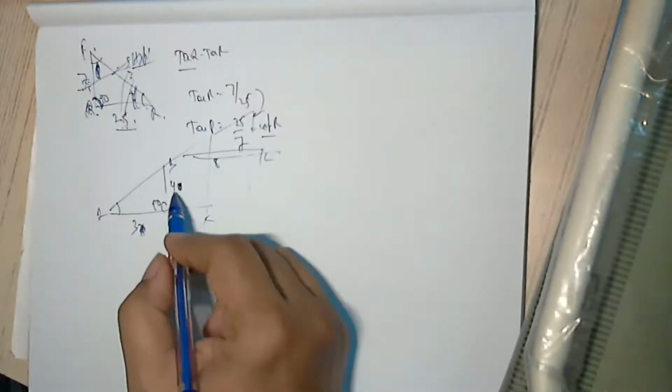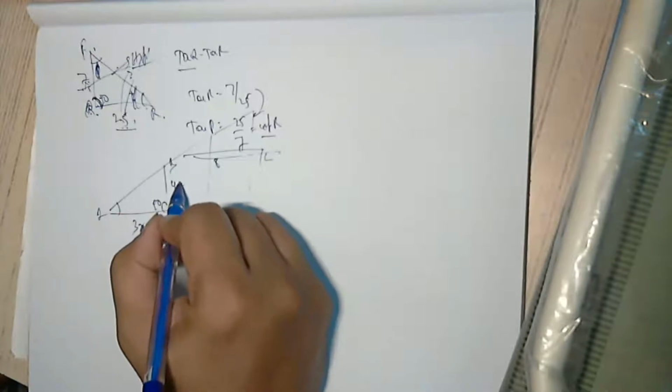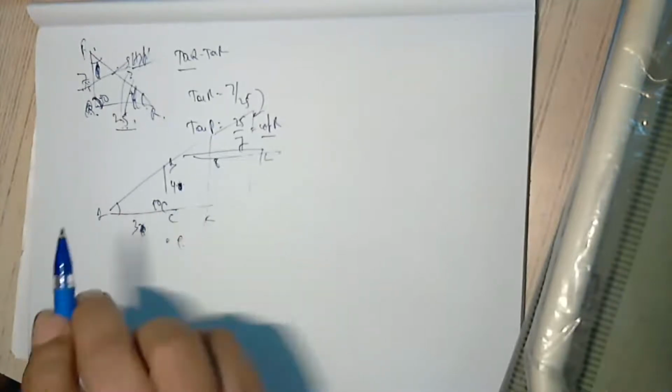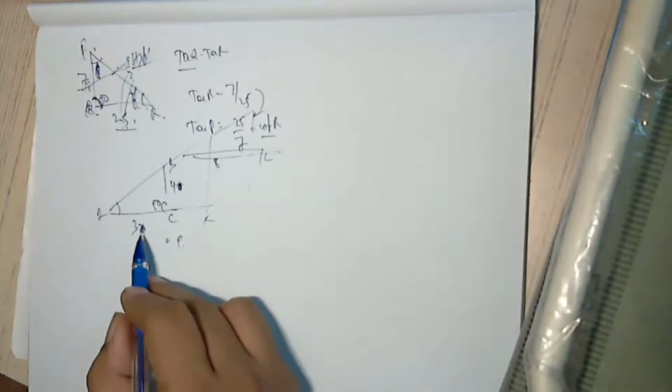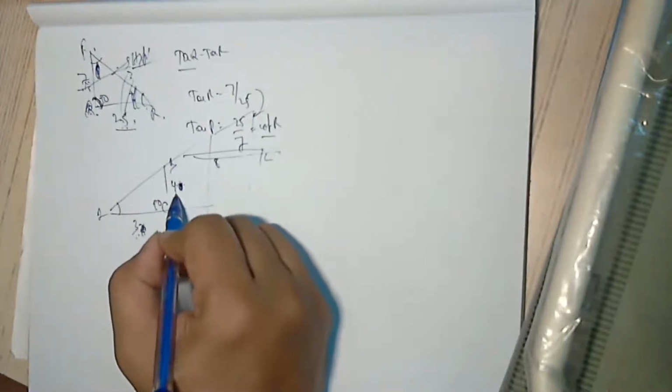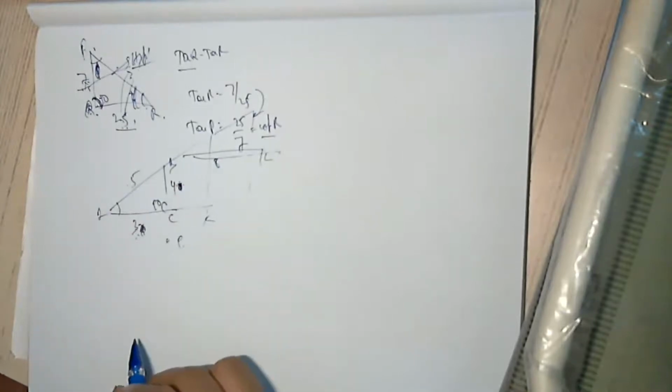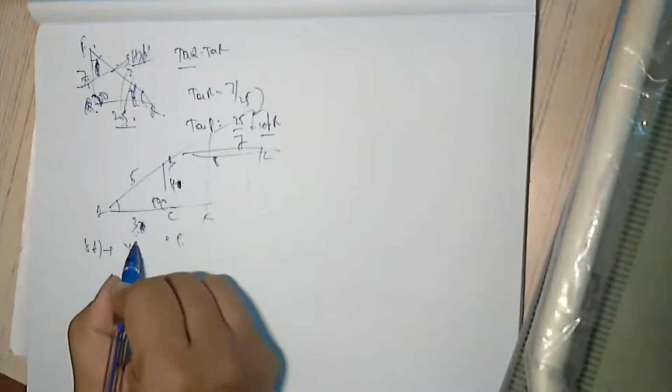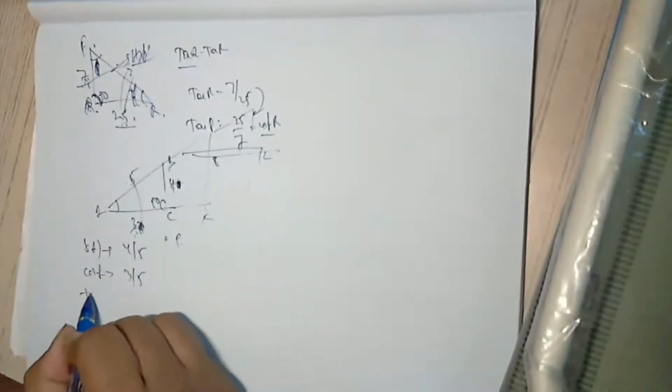For an angle, I don't require the full value. The ratio is sufficient for me to find out the angle. So 3, 4. What is this side? Root of 3 square plus 4 square, that is root of 25, that is 5. So I can find out sin A. Sin A is 4 by 5. What is cos A? 3 by 5. What is tan A? Already given, 4 by 3.